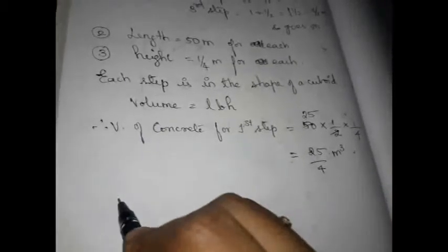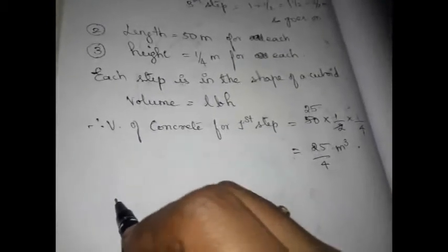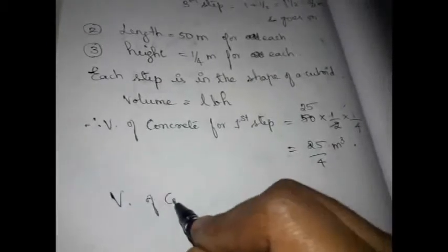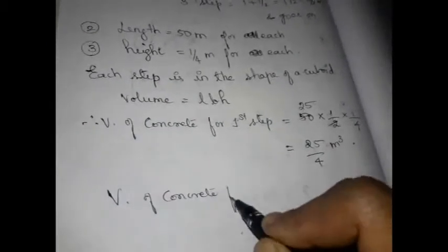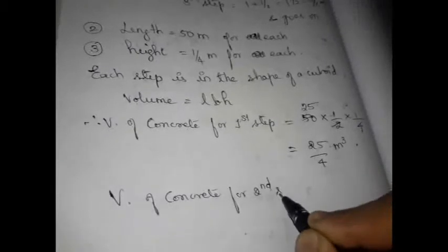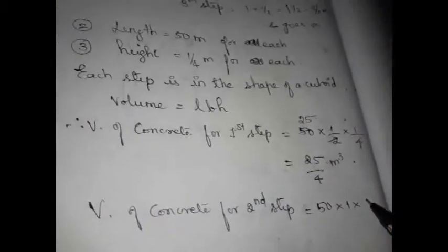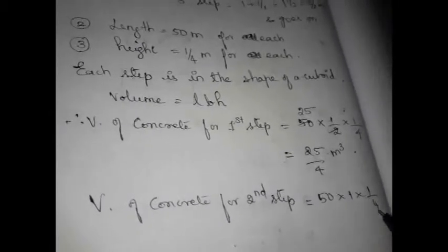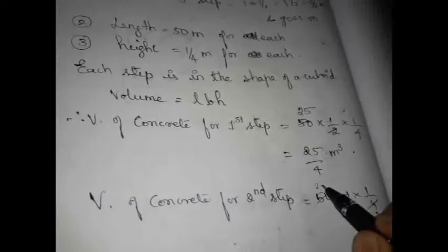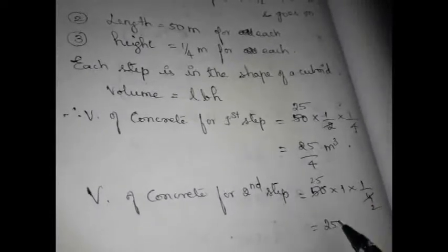Let it be in fraction, because anyhow we are going to find the sum of 15 terms, right. So next, the volume of concrete for the second step is going to be L into B. Your breadth has become 1 now, 1 into, and your height is going to be 1 by 4 only, right. So 2 2s are 2, and this is 25 by 2 meter cube, right.